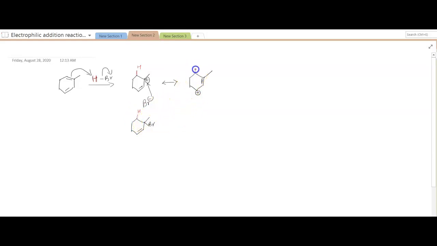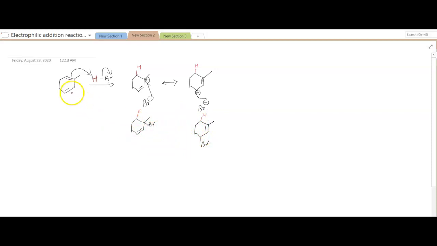Now in the other resonance structure, if the Br minus attaches itself to the positively charged carbon atom, then you have a product where the Br is at the 4th position with respect to that hydrogen. So here is my Br and here is the hydrogen. These are two of the products, but are they the only products?